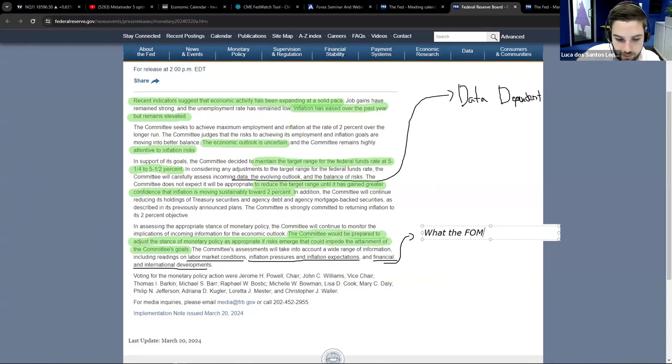The FOMC and the Fed, because do you guys know what the FOMC is? The FOMC is different from the Fed. The Fed makes the decision. The FOMC does the meeting for the decision. So the Fed is the federal bank, all right? It is the central bank. Now the FOMC is the Federal Open Market Committee. So it's a committee of members from the Fed that do the meeting and decide what they will do.